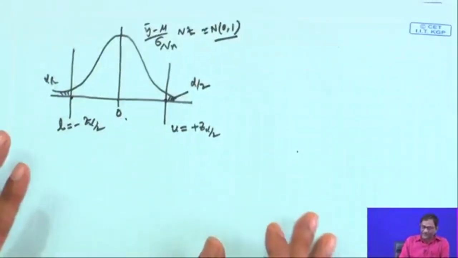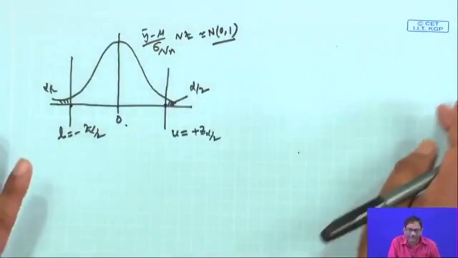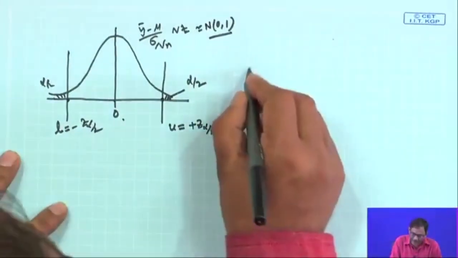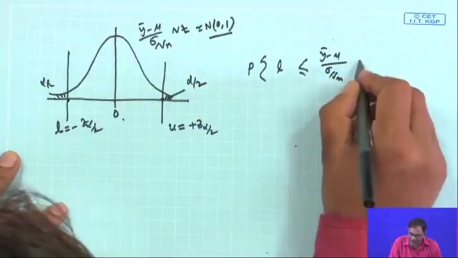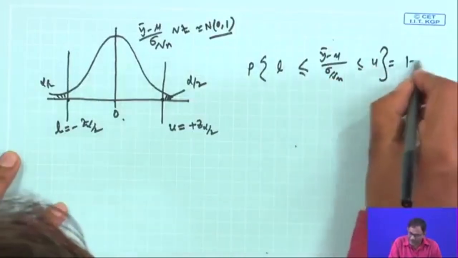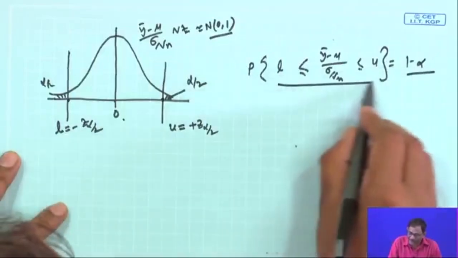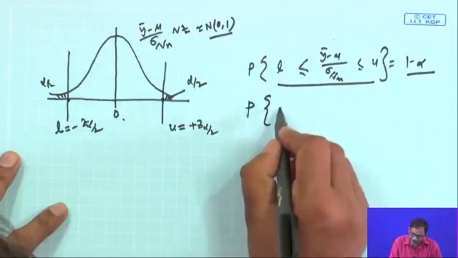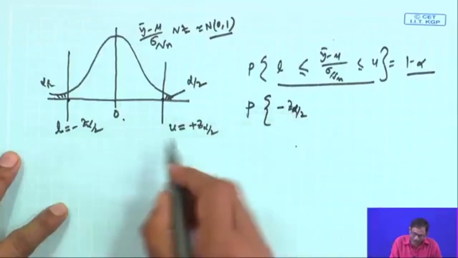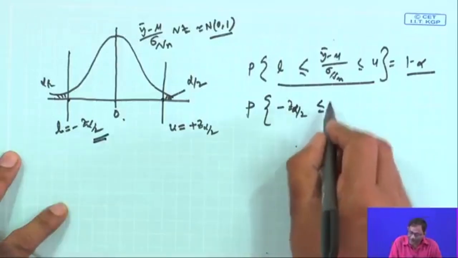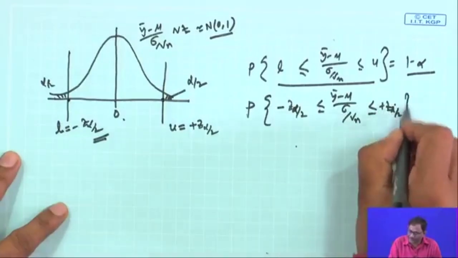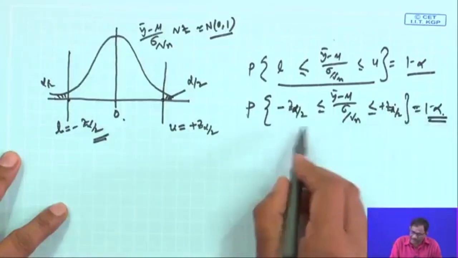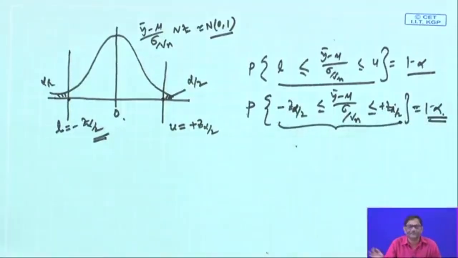Our sole purpose is to find the interval of the estimation. Accordingly, we create the probability: L less than or equal to y bar minus mu by sigma by root n less than or equal to u, and this is 1 minus alpha. For the z distribution, L and u are replaced by minus z alpha by 2 less than or equal to y bar minus mu by sigma by root n less than or equal to plus z alpha by 2. This is 1 minus alpha, and our confidence interval is this. We have computed it and you get the interval for mu.